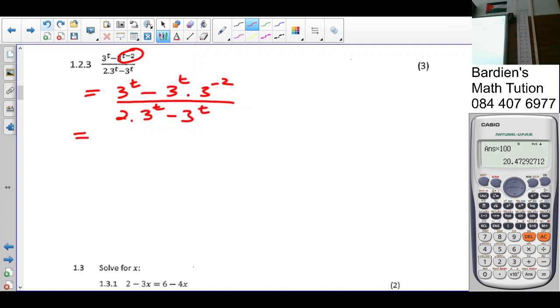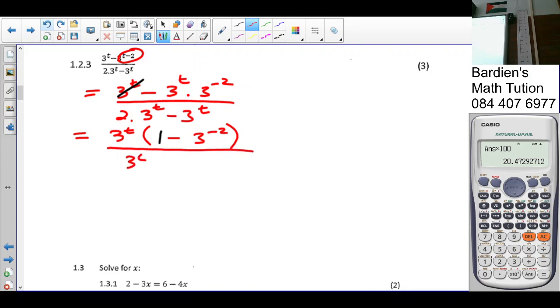So what is common in the numerator? 3 to the exponent t. What are we left with? When we take the whole term out, what are we left with? 1. And that's a commonly made error. Learners leave that out and they just write negative 3 to the minus 2. So watch out for that. Whenever you take out the whole term as a common factor, you're left with 1.